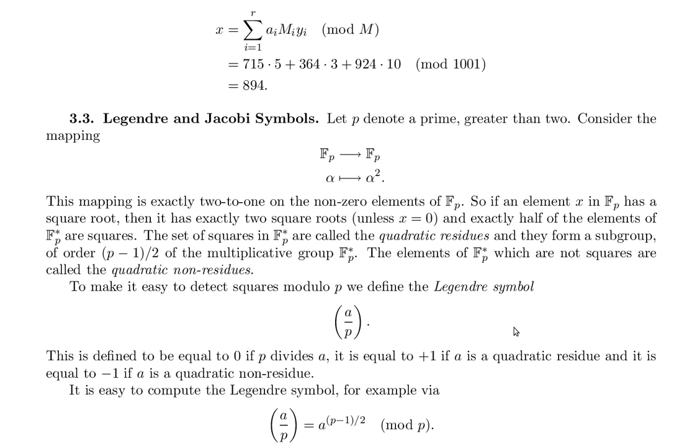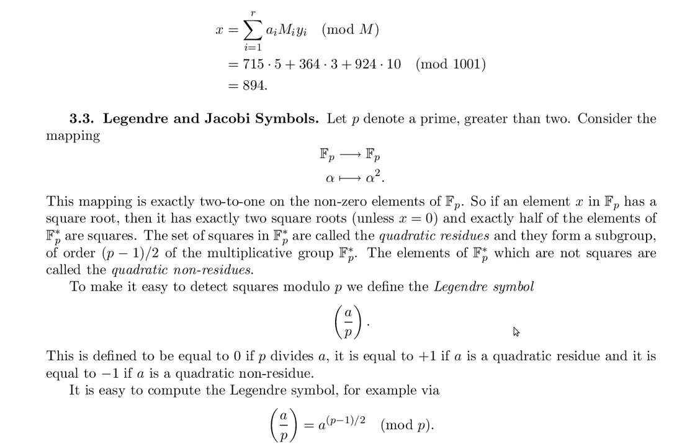Just think, if you had 1 and -1, 1 squared is 1 and -1 squared is 1. So that's two things going to the number 1. So if an element x in F_p has a square root, then it has exactly 2 square roots, unless x equals 0. And exactly half of the elements of F_p star are squares.